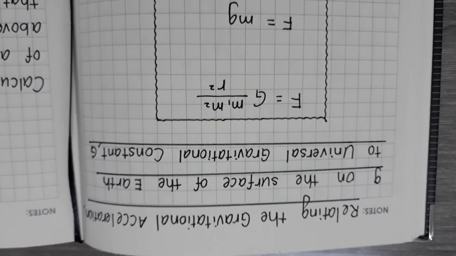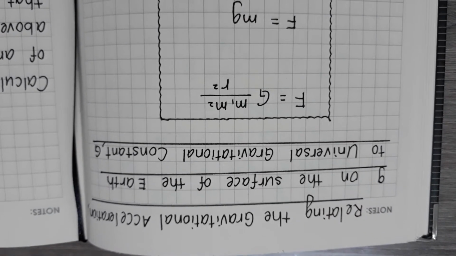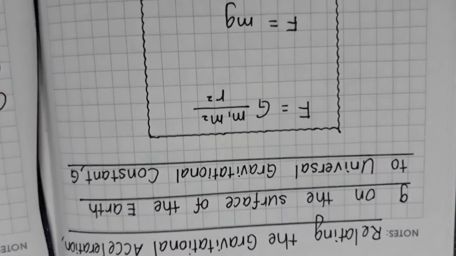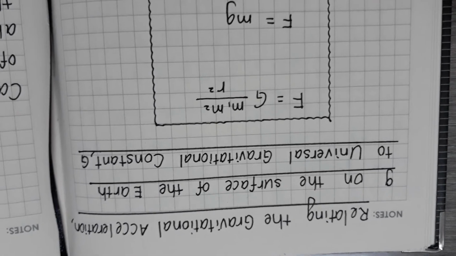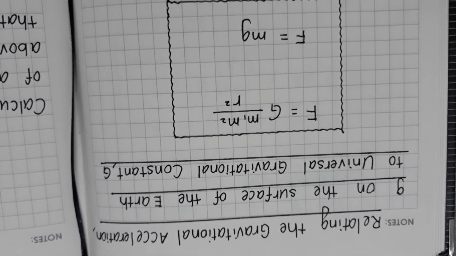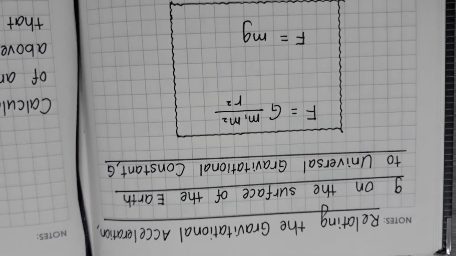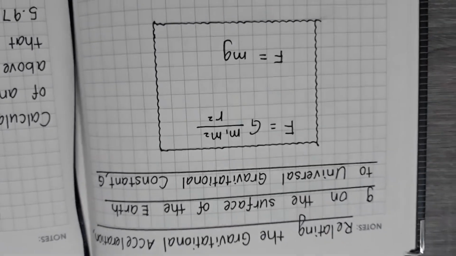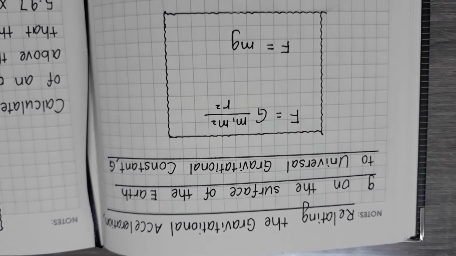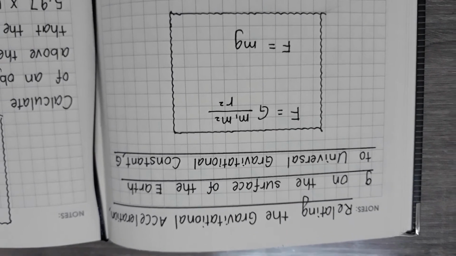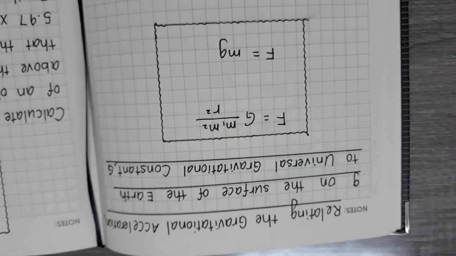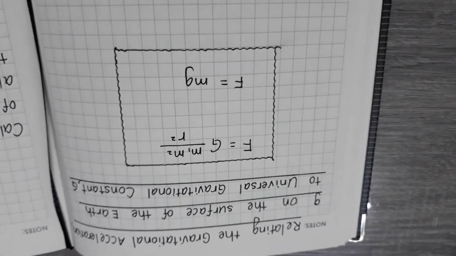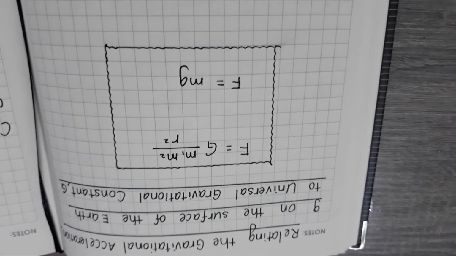Everyone. Today we are going to talk about relating the gravitational acceleration, the small letter g, on the surface of the Earth to the universal gravitational constant G, the big capital letter G. So how do we relate the universal gravitational constant to the gravitational acceleration? For this topic, we are going to talk about calculating the acceleration.